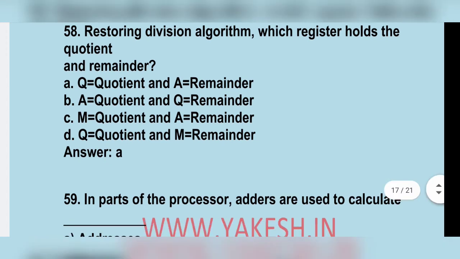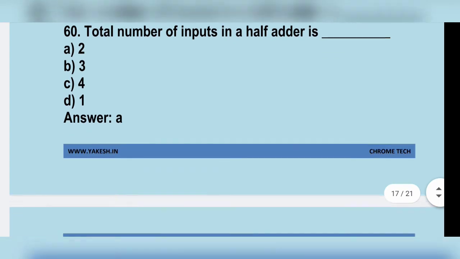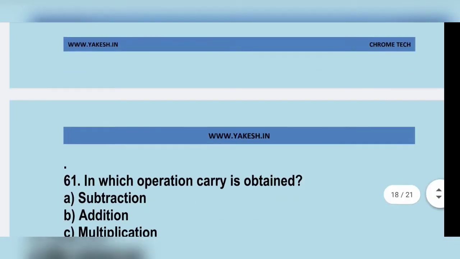In part of a processor, adders are used to calculate what? Option D, all of the mentioned: addresses, table indices, increment and decrement operators. All the answers are right, so option D is the correct answer. Total number of inputs in the half adder is option A, 2.